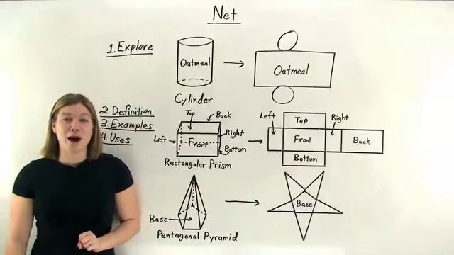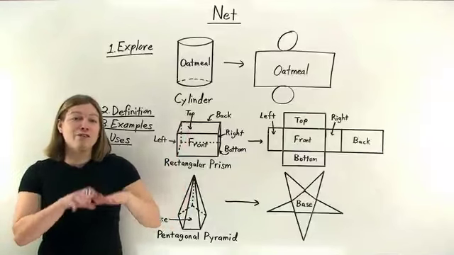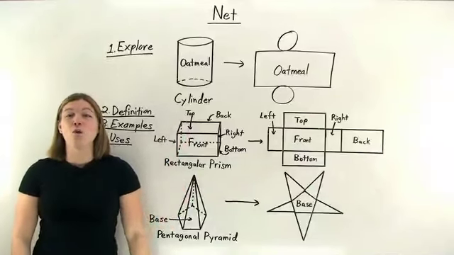So now we know about nets. If we take a three-dimensional solid and unfold it and flatten it out into a two-dimensional pattern, we get a net.